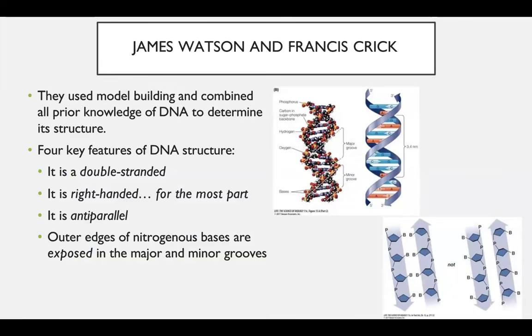Number one, it is double-stranded. Double-stranded creates that double helix. Number two, it is right-handed. Right-handed means the curve of your helix follows the direction of your fingers, whichever way your thumb is pointing. For the most part, most DNA is right-handed. Number three, it is anti-parallel, which means one strand runs from 5 prime to 3 prime and the other strand runs from 3 prime to 5 prime. The direction of the strand is determined by the sugar phosphate bonds. And lastly, the outer edges of your nitrogenous bases are exposed in a major and minor groove.